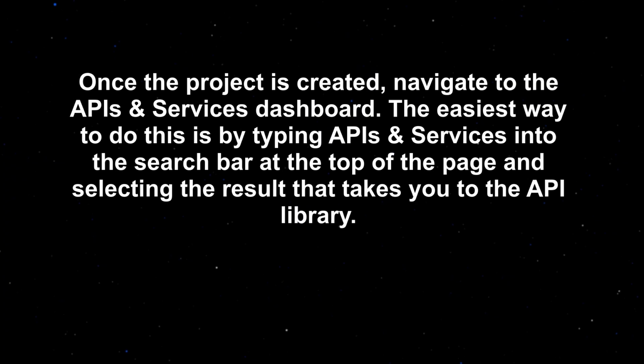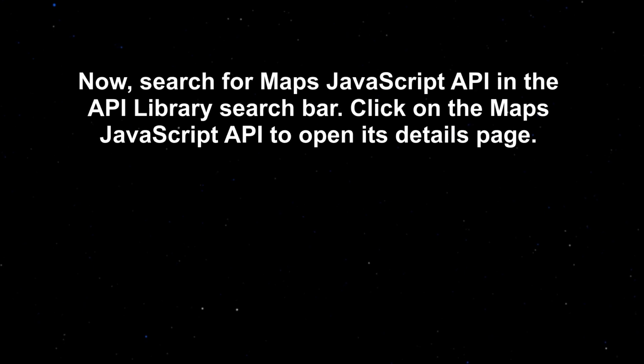Once the project is created, navigate to the APIs and Services dashboard. The easiest way to do this is by typing APIs and Services into the search bar at the top of the page and selecting the result that takes you to the API Library. Now, search for Maps JavaScript API in the API Library search bar. Click on the Maps JavaScript API to open its details page.